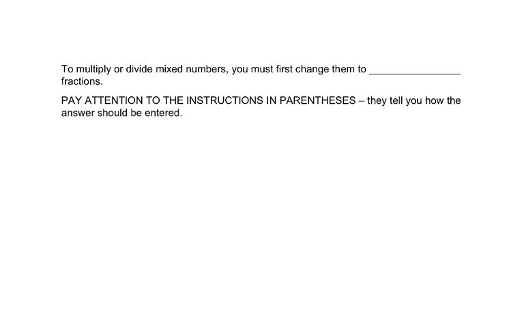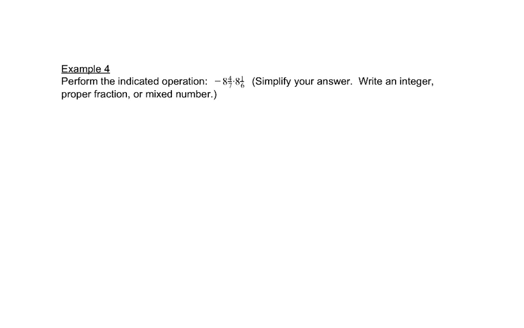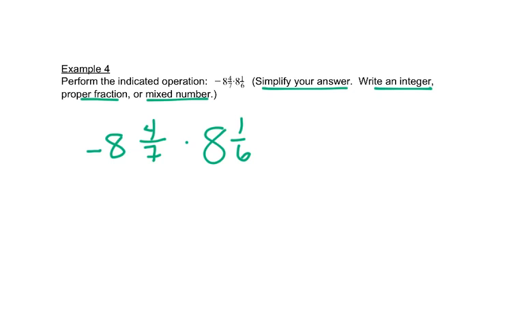To multiply or divide mixed numbers, you must first change them into improper fractions. Pay attention to the instructions that are in parentheses. This tells you how they want the answers to be entered. So here we have negative 8 4/7 times 8 1/6. It tells us to simplify our answer and then write an integer, proper fraction, or mixed number as our final answer. Now we can't multiply these the way it's written.